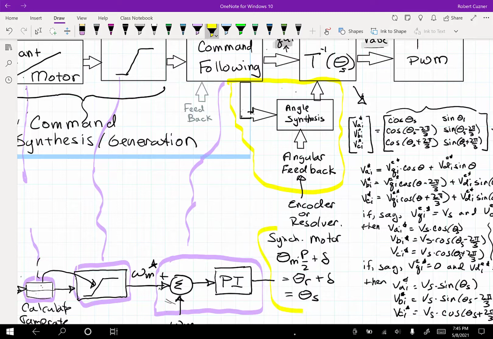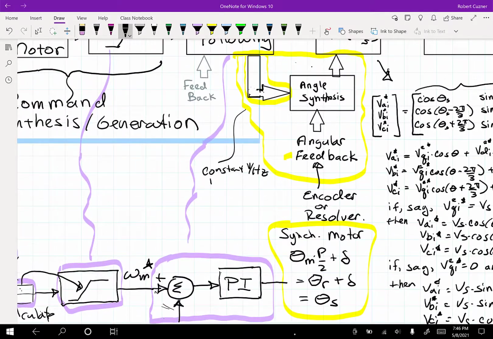So we have already been through this with the synchronous motor. It was really pretty straightforward. But now when we look at, let's say, the induction motor, we've looked at volts per hertz so far, and with the constant volts per hertz there was no angular feedback. And so instead, as part of the command following, we would be synthesizing the angular feedback for volts per hertz. So constant volts per hertz control of the induction motor would basically take the commanded synchronous frequency and integrate that frequency to get theta s.